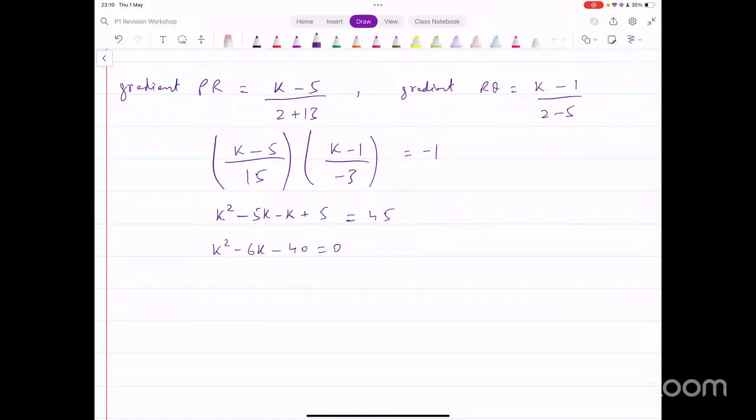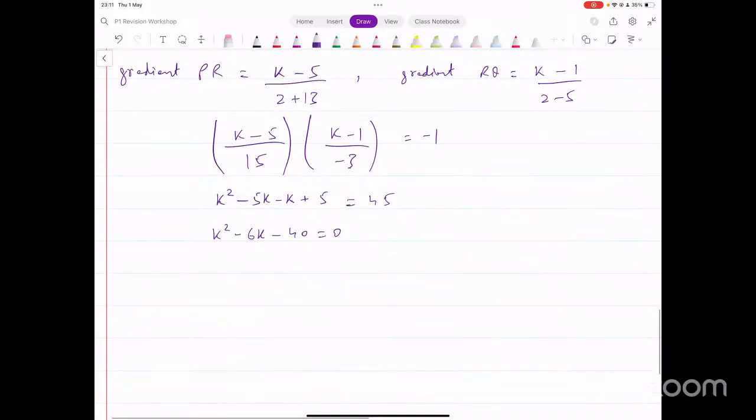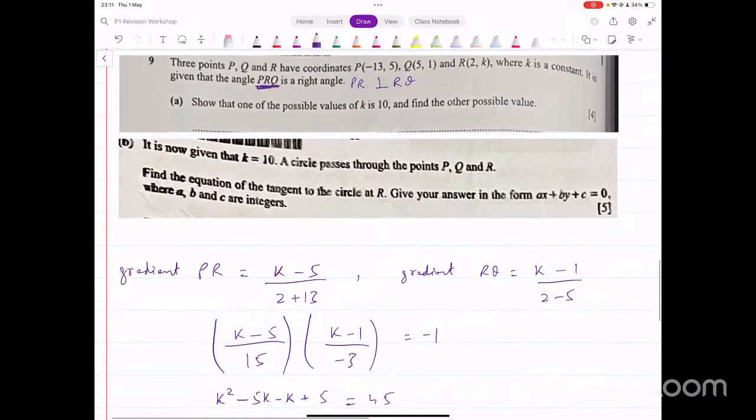Can we factorize this somehow? 40 is 10 times 4, so we can use K squared minus 10K plus 4K minus 40 equal to 0. We get two factors from this: K minus 10 and K plus 4. So K either equals 10 or it equals -4. That's the first part. The first part was fairly basic. We had to show that one possible value is 10 and the other is -4.